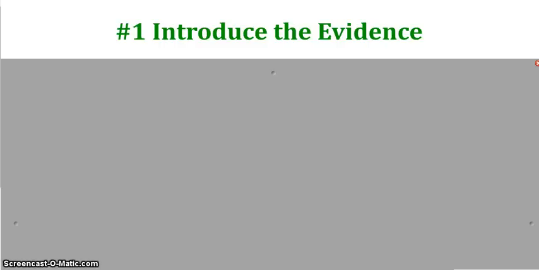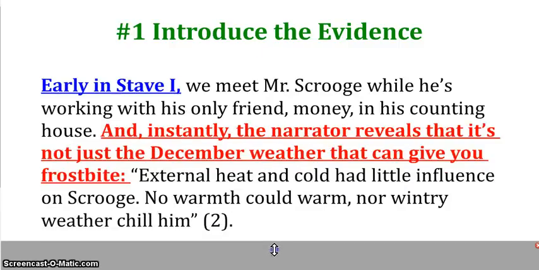So the first step, introduce the evidence. Let me give you an example of one that you thought worked really well. So here's the introduction of the evidence in the Model B paragraph we read last week. It says, early in Stave 1, we met Mr. Scrooge while he's working with his only friend, Money, in his counting house. And instantly the narrator reveals that it's not just the December weather that can give you frostbite. And then the quote comes in.